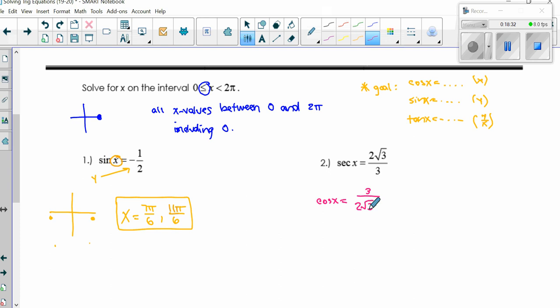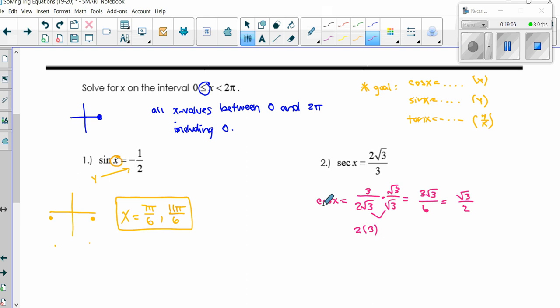Okay. I'm not done. Even though this is cosine x, there is no coordinate on the unit circle that looks like this, so I rationalize it. When rationalizing it, I just need to multiply by the root part. So that gives me 3 root 3. This right here means that this is going to be 2 times 3, which is 6. Okay. And 3 over 6 is 1/2, so that means that this simplifies to root 3 over 2.